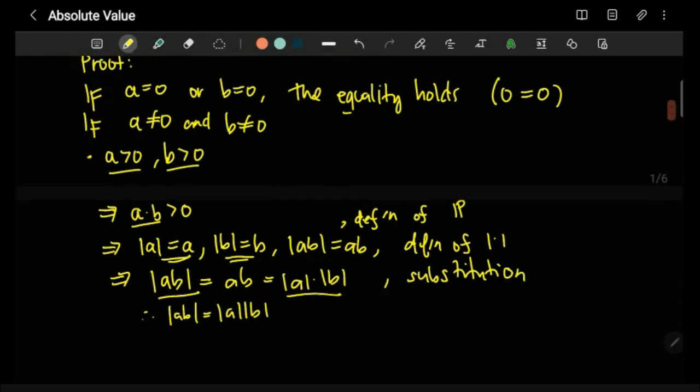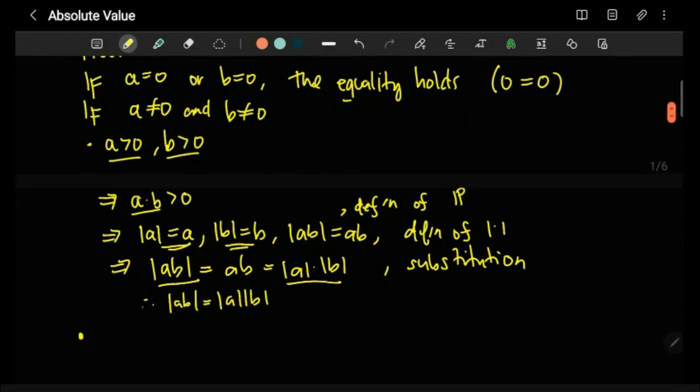Now, let's look at the second case. It's also possible that A is greater than 0 and B is less than 0. Again, we have four cases. Let me write the cases, so we don't forget. A is positive, B is positive. So that's the first case.